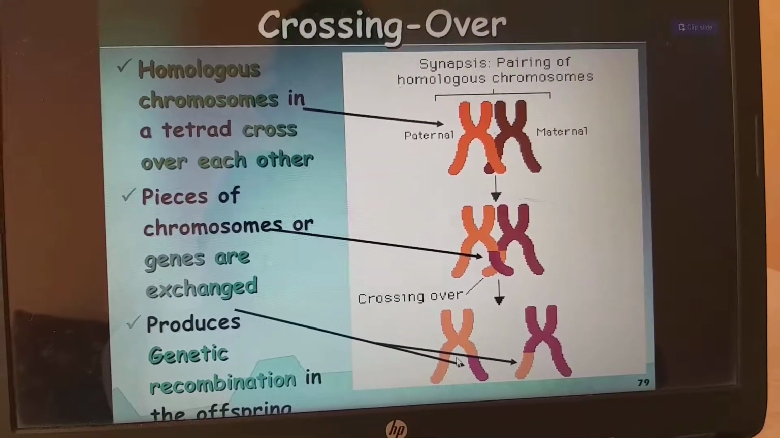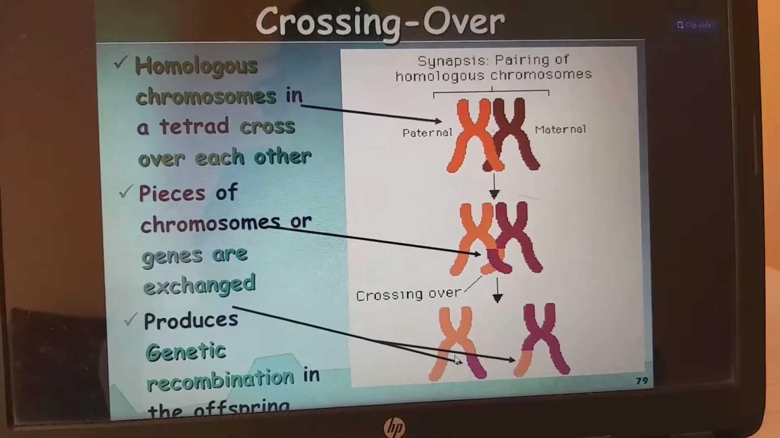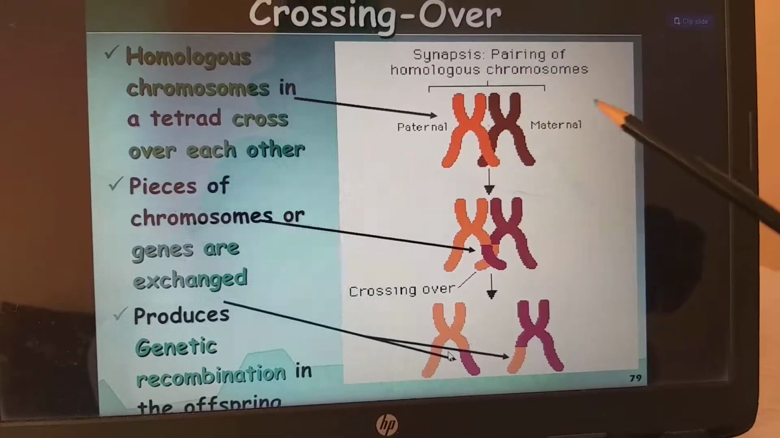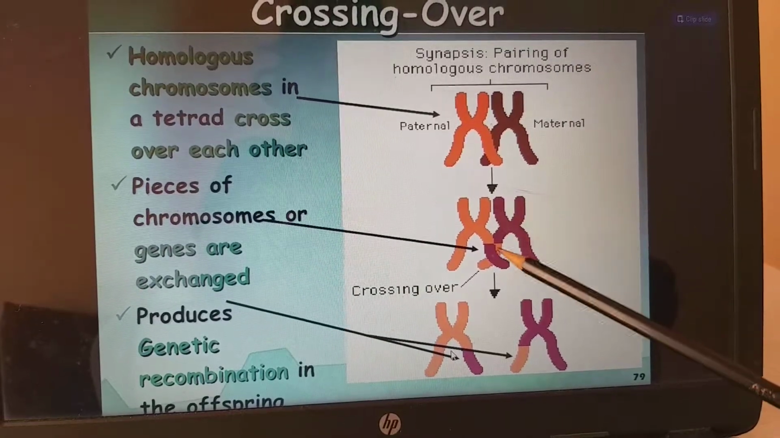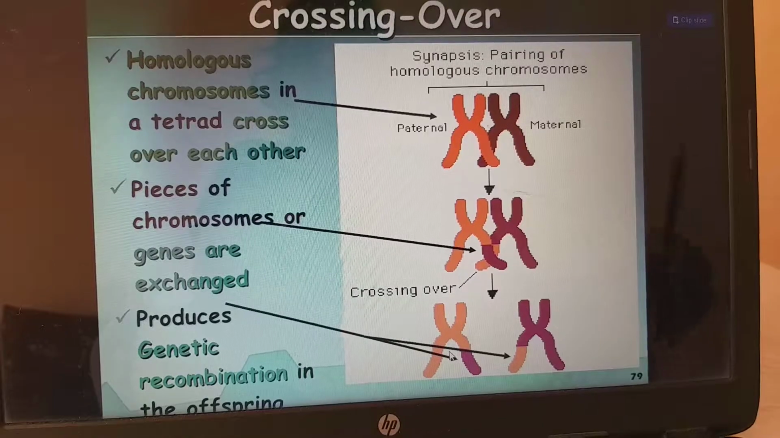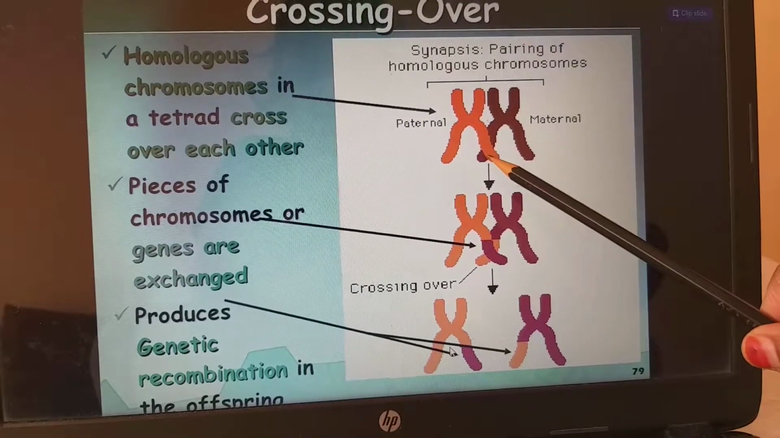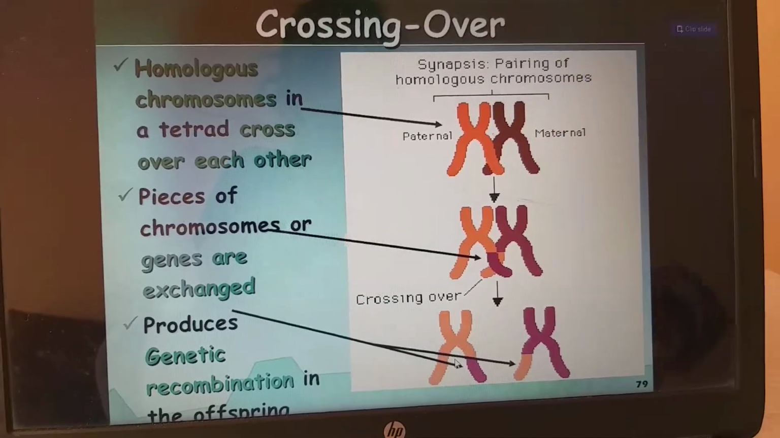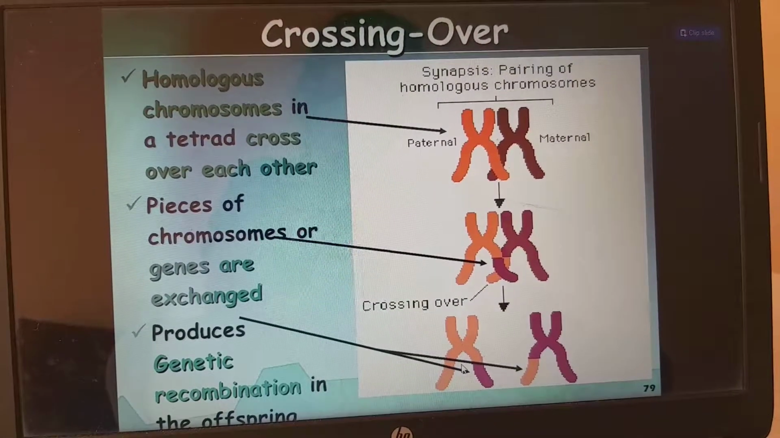Crossing over. What does crossing over mean? The homologous chromosomes in the tetrad will cross over each other. The pieces of the chromosomes, or genes, are exchanged, producing genetic recombination in the offspring. So this fragment will go to this chromosome and this fragment will go to this chromosome. This whole process is called crossing over.